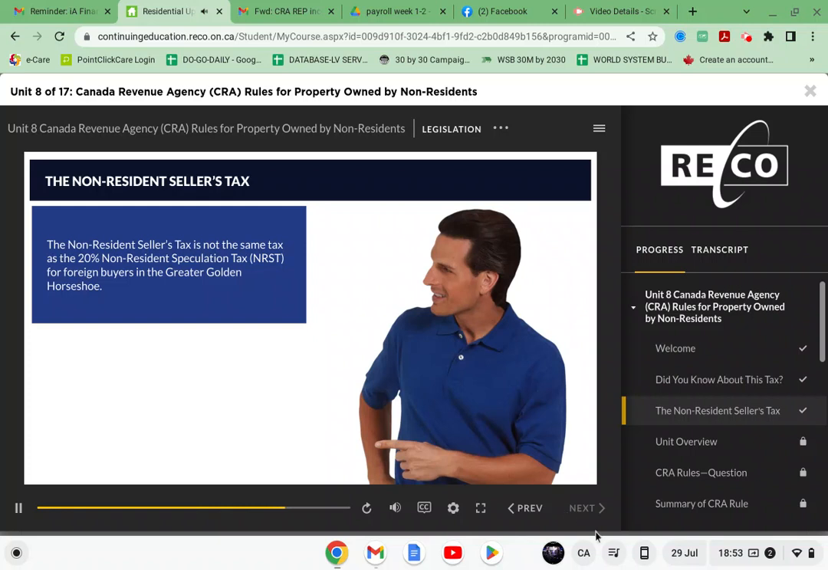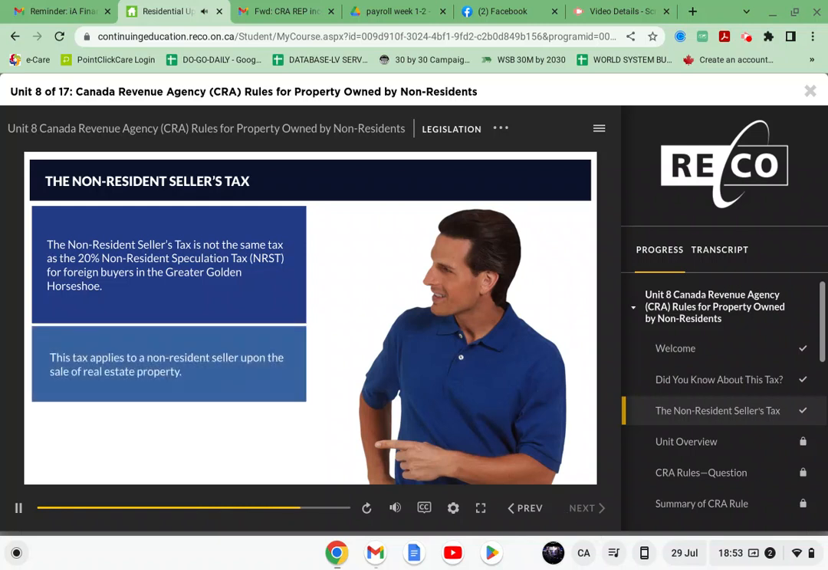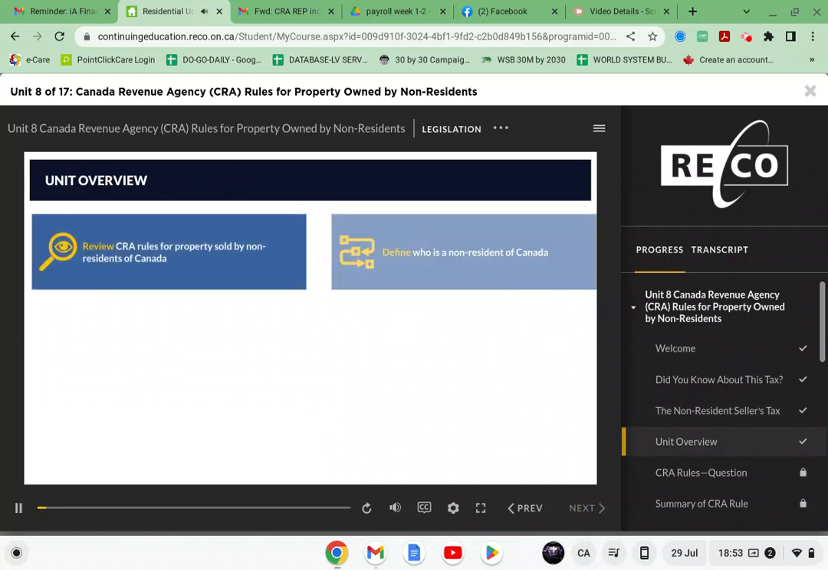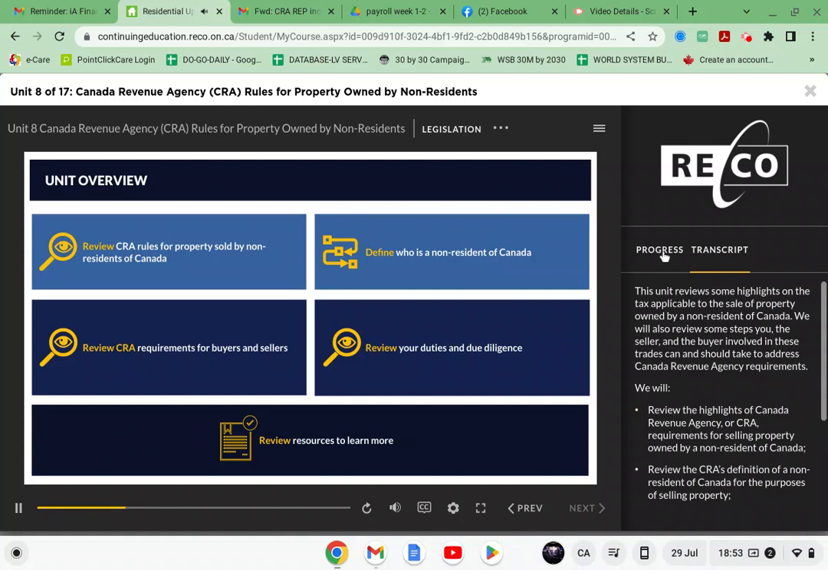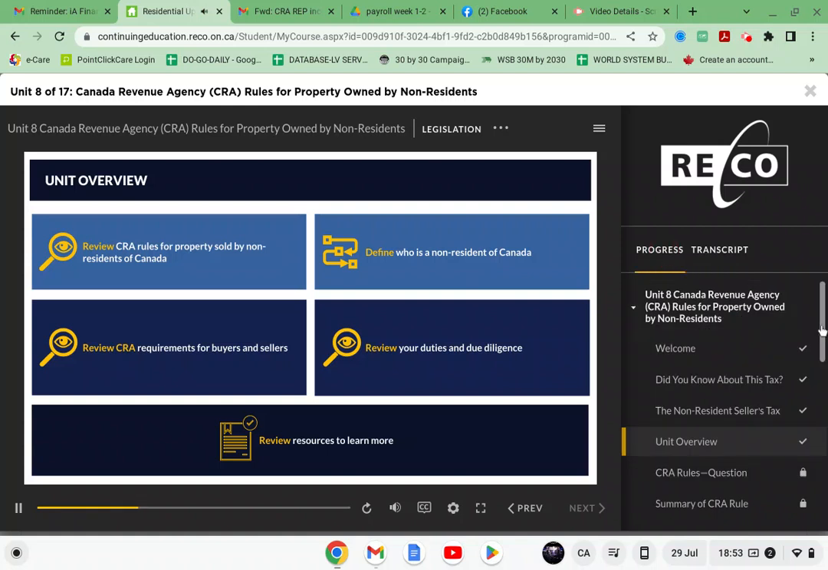But once again, the tax we will review in this unit is a different tax that applies to a non-resident seller upon the disposition or sale of real estate property. This unit reviews some highlights on the tax applicable to the sale of property owned by a non-resident of Canada. We will also review some steps you, the seller, and the buyer involved in these trades can and should take to address Canada Revenue Agency requirements.